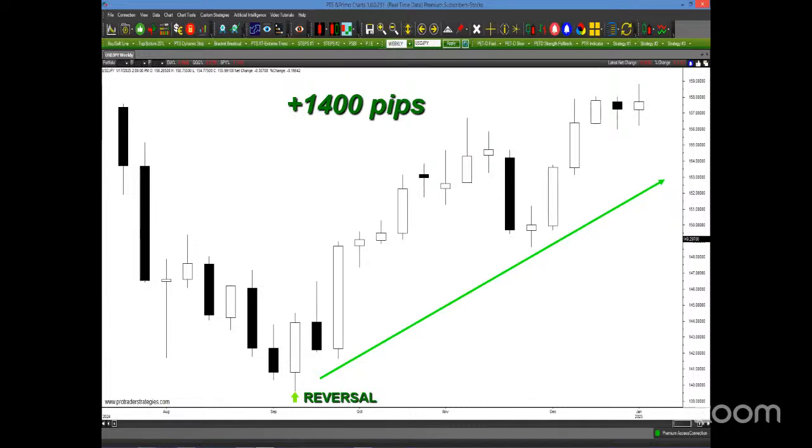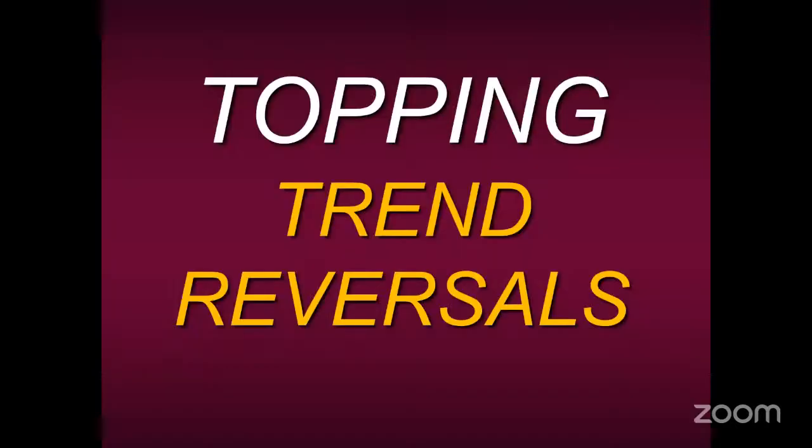All right, so we've looked at trend reversals that are making bottoms. Let's look at topping trend reversals. This is when the market has been going higher, and then all of a sudden the PTR says that it's most likely going to start a trend to the downside.